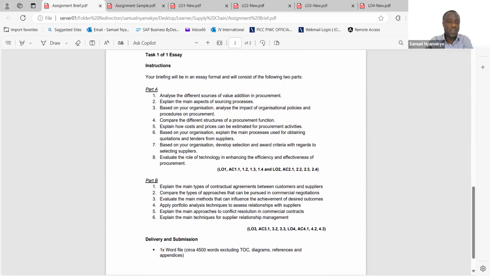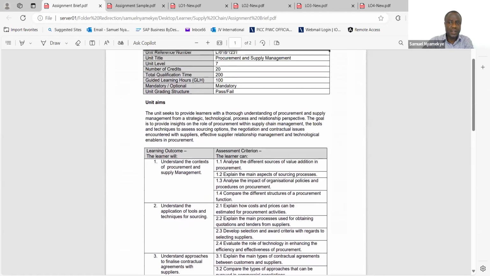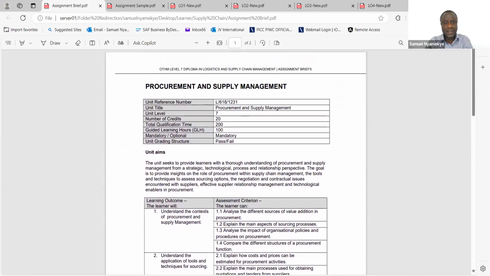So you have your introduction, which will do all the definitions that are required, because the unit is procurement and supply chain management. You have to take time to define what these mean. So what is procurement? What is supply chain? Briefly, you give a definition of these and dive a little bit into the meaning of these 2 concepts.